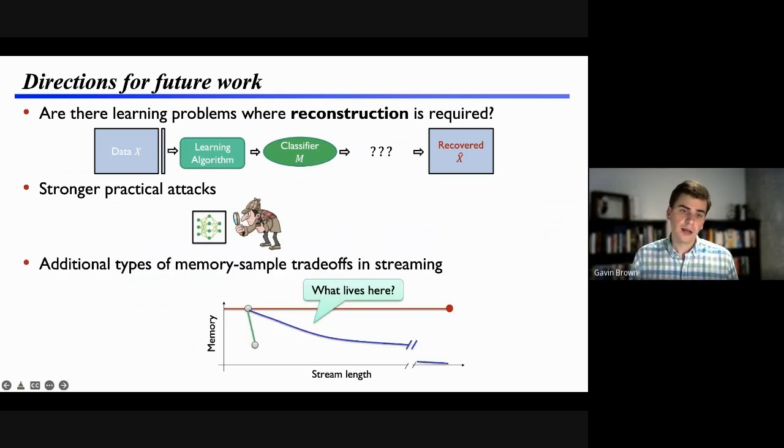And additionally, I think it's quite interesting to think about additional types of memory-sample trade-offs in streaming. I showed 3 examples: this strong parity learning result in red, a green result in linear regression, which applies only over a log scale, and our result in blue, which is a smooth decrease of 1 over n. But a natural question is, what lives between the blue and red curves? What types of problems facilitate other types of trade-offs? And furthermore, if nothing lives between the blue and red curves, that in itself is also quite fascinating. So I think there are a lot of very interesting questions in this memory-sample streaming area.